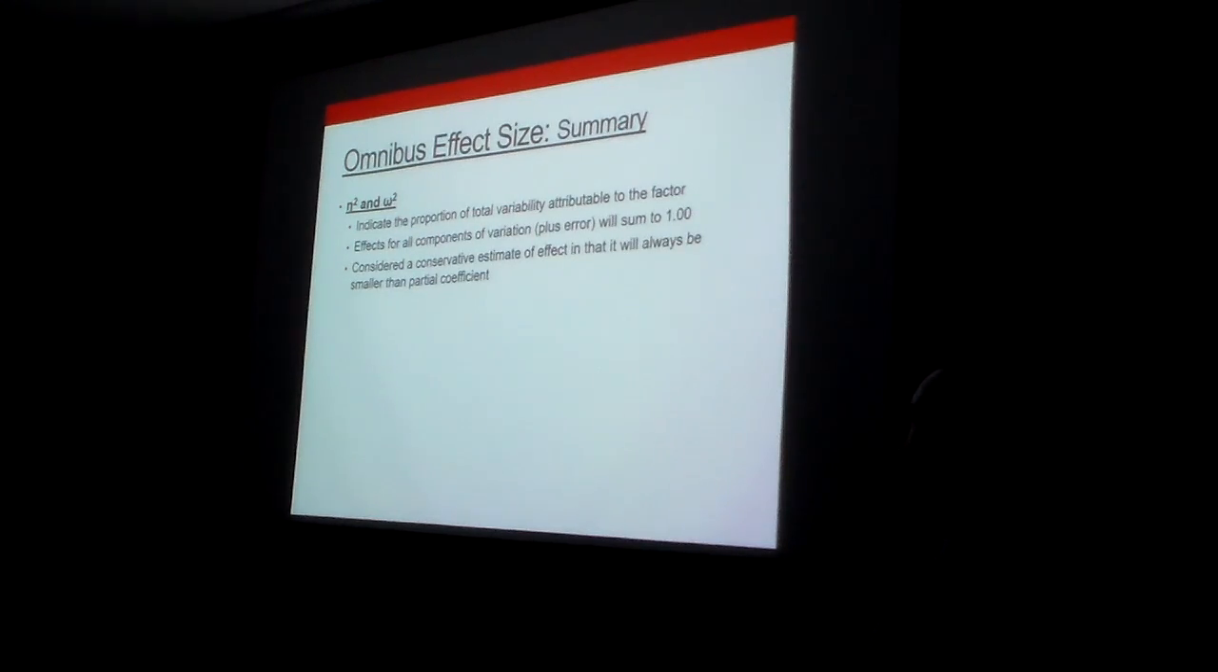Okay. So, a summary of our omnibus effect sizes. What these eta squared and omega squared are doing is indicating the proportion of total variability attributable to a factor. Eta squared is the proportion of variability in these data, while omega squared is your estimation of the population effect.